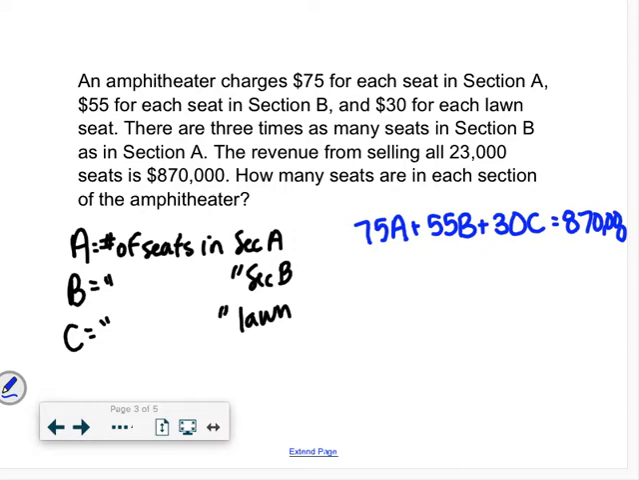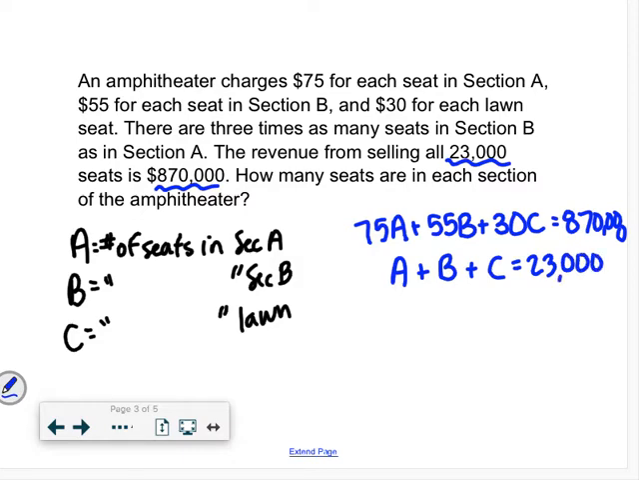The second most common equation as I was walking around dealt with the other bit of information here. The revenues total is 870,000, and then people caught on to this 23,000. So 23,000 represents all the seats in the amphitheater. And how would you count up all of the seats? A plus B plus C, or A plus B plus L, whatever variables you used. A plus B plus C must equal 23,000.